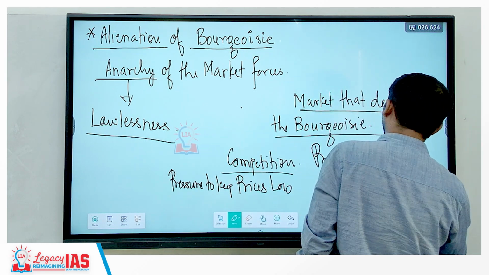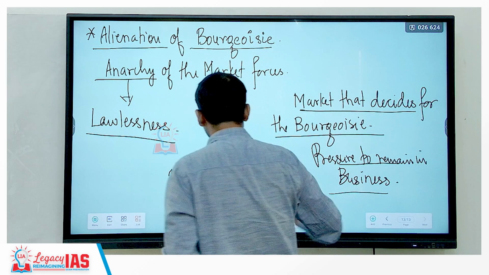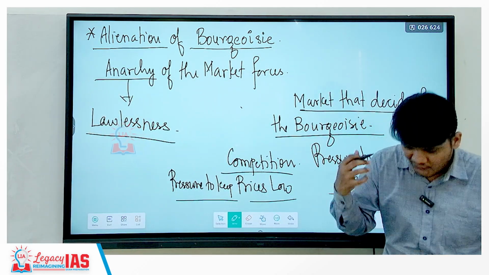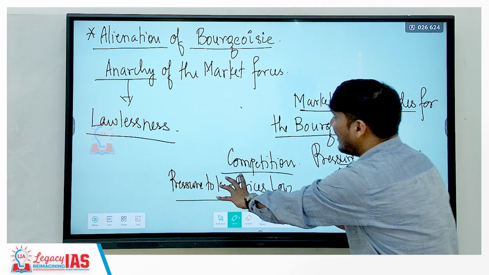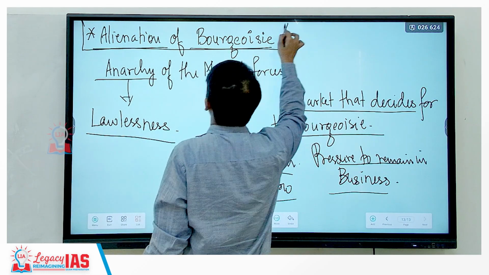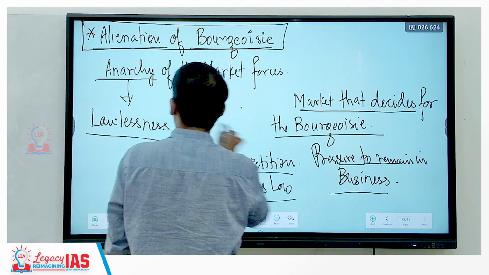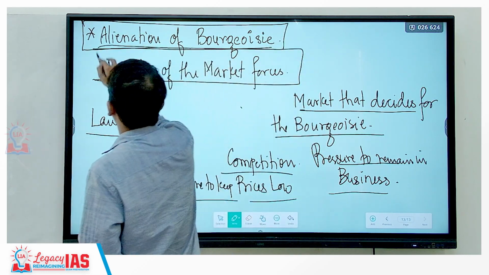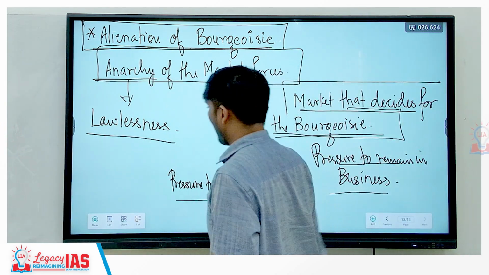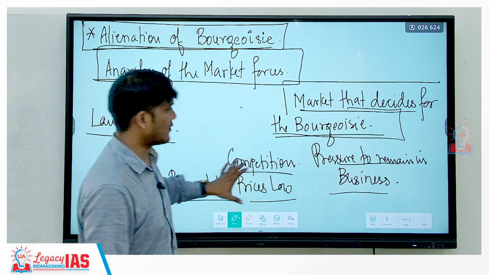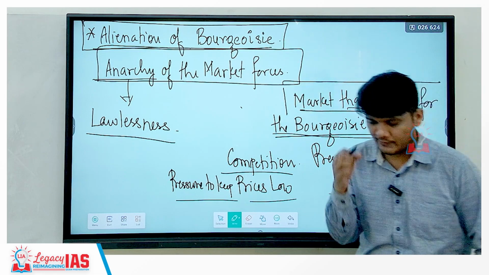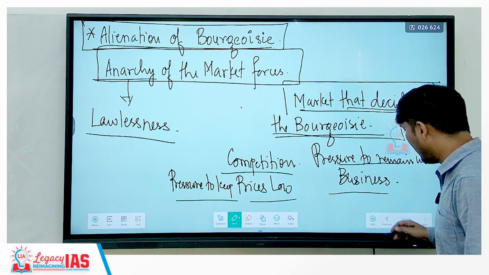So because of this, what will happen? The autonomy that the bourgeois had earlier will now be taken away. And since the autonomy will be taken away, there would be alienation of the bourgeois also, because of the anarchy of the market forces, because now it's the market that is deciding for the bourgeois. Hence alienation of the bourgeois will also take place. I hope that is absolutely clear.